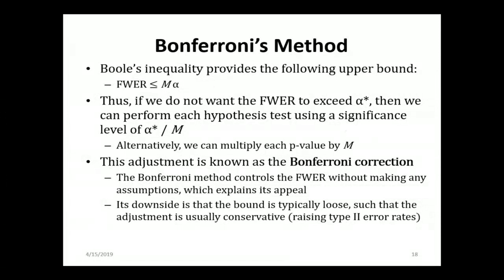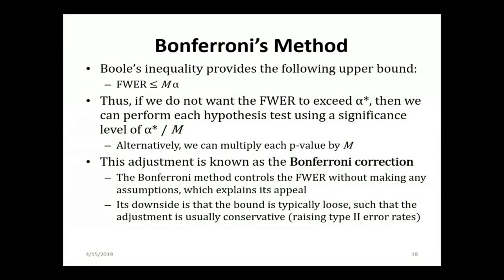And the equivalent procedure is to multiply all the p-values by m. This adjustment is known as the Bonferroni correction, and it's probably the simplest and most widely used multiple comparisons correction. The beauty of it is that it works without any assumptions at all. It's just a feature of probability theory. So you don't need to assume anything about the distribution of the data, or about whether things relate linearly, or whether you're talking about means or medians. It doesn't matter what you do, Bonferroni will always protect you.